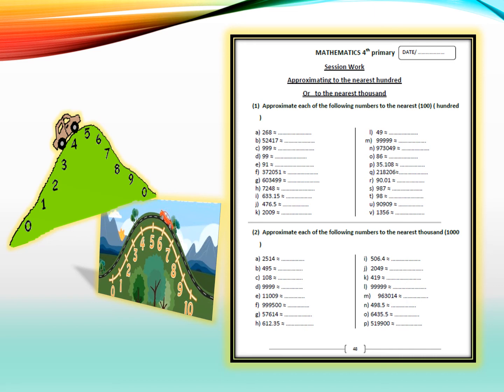1 becomes 0. 4 becomes 0. So the number after approximation will be 2000.